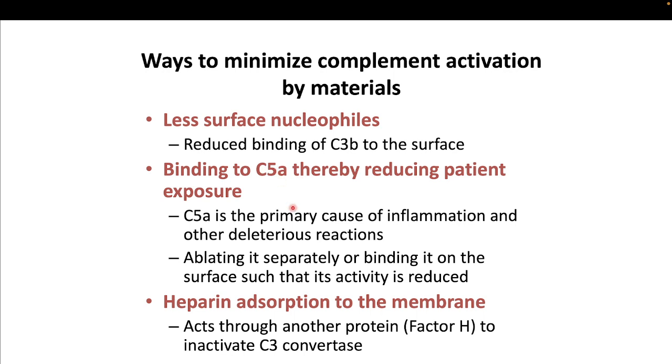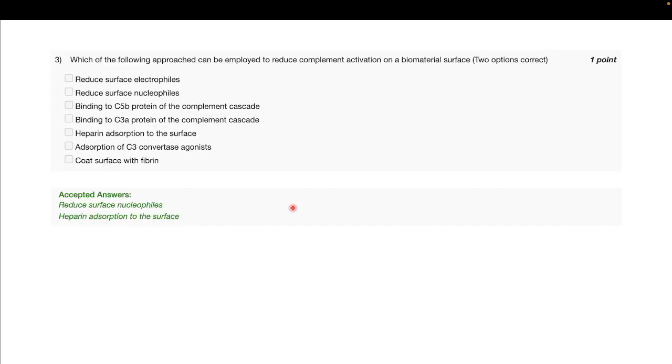Another method is heparin adsorption to the membrane. You can adsorb heparin on the surface, which will lead to inactivation of C3 convertase. As I said in the previous question, we discussed what C3 convertase is. That is one of the proteins which leads to further activation of other proteins. So you can adsorb heparin to whatever surface you have implanted, and this will lead to inactivation of C3 convertase. These are a few of the ways where you can reduce this complement activation. Two of these options are listed in this question: reduce surface nucleophiles and heparin adsorption to the surface. So I hope this is clear.